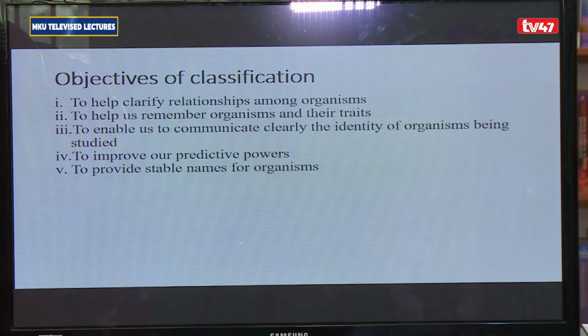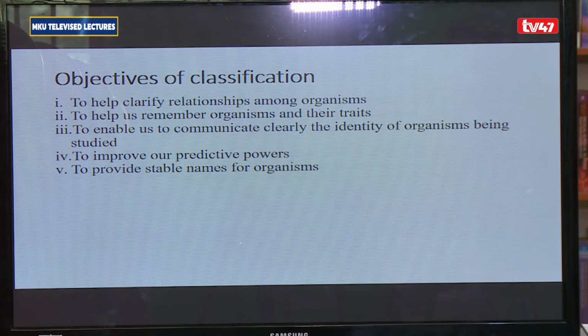The other objective of classification is to provide stable names for organisms. Stable names because we name living things based on binomial nomenclature. So all living things have got one scientific name, and therefore that gives them a stable name that can be used in a universal manner. So objectives of classification basically are those five.